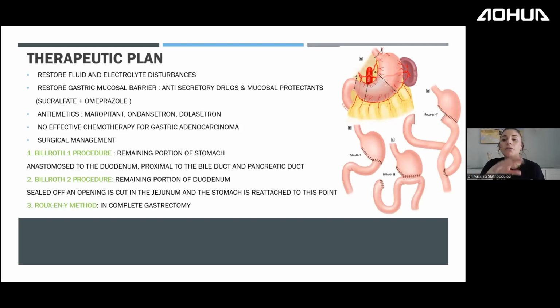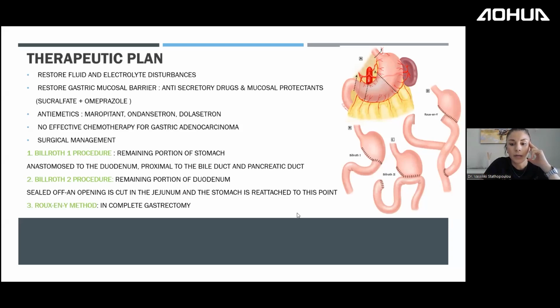Do we need to give sucralfate plus omeprazole, both of these medications? We will comment on that. I will show you the recent consensus on the treatment of gastric ulcerations. So it was the Billroth 1 and Billroth 2.